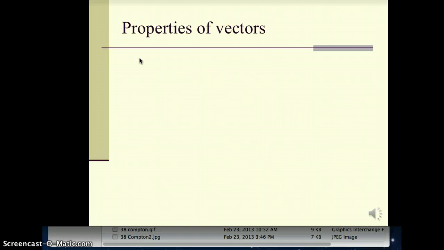Vectors have a number of properties. The first of these is that addition is commutative. That is, A plus B will give us the same result as B plus A.